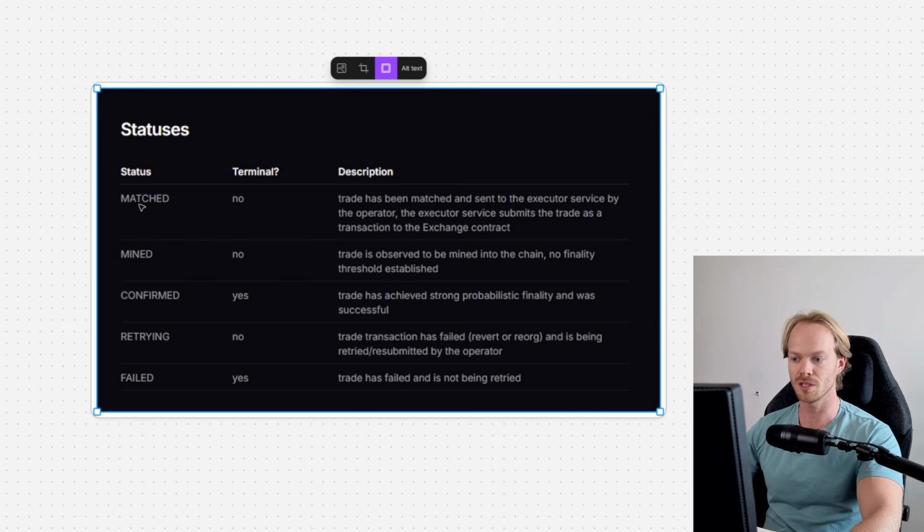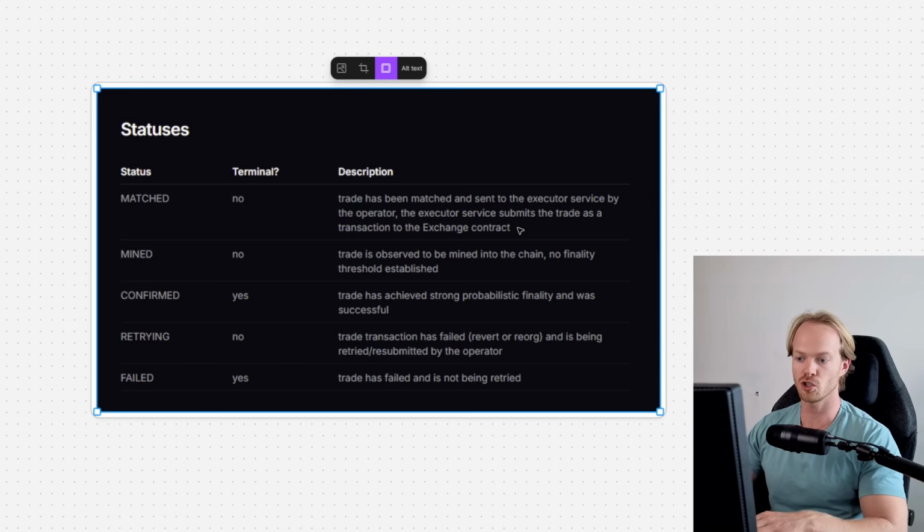So when it's matched, it means that a trade has been matched and sent to the executor service by the operator. The executor service submits the trade as a transaction to the exchange contract. So you have to understand, Polymarket runs on blockchain. First of all, you place an order through their API. It goes to their centralized servers on AWS. Now they're looking for traders, sellers or buyers on the order book. When they find someone matching your order, it's then matched, right? And then it's going to be sent to be mined onto the blockchain.